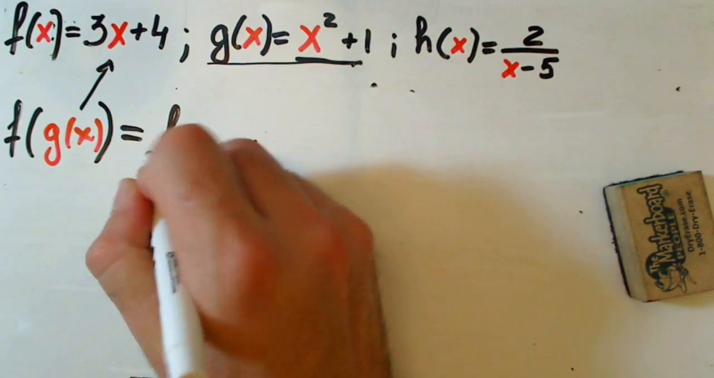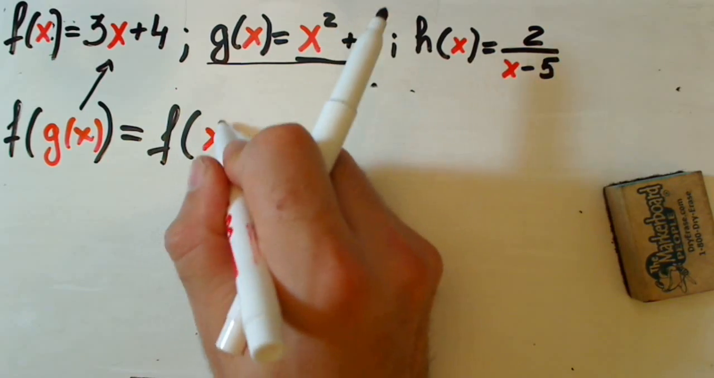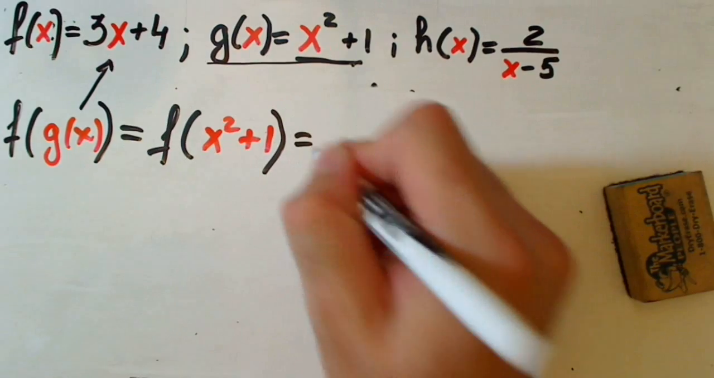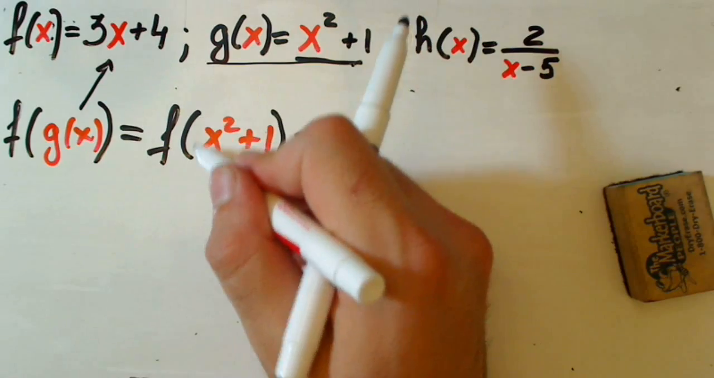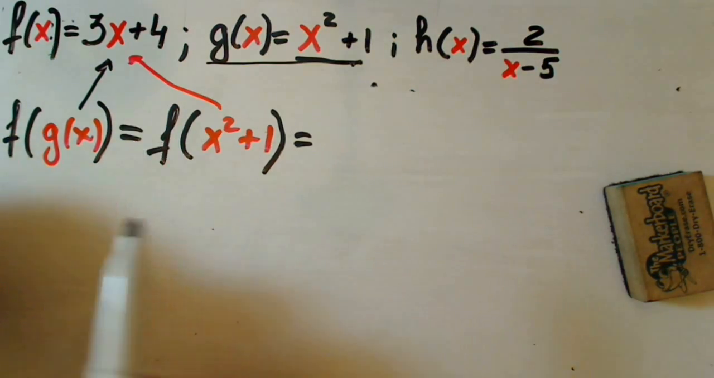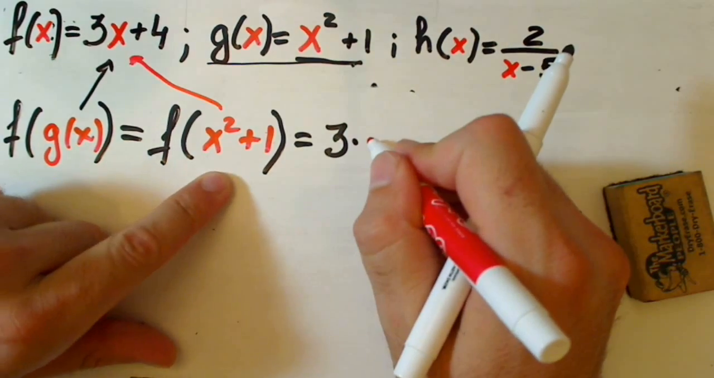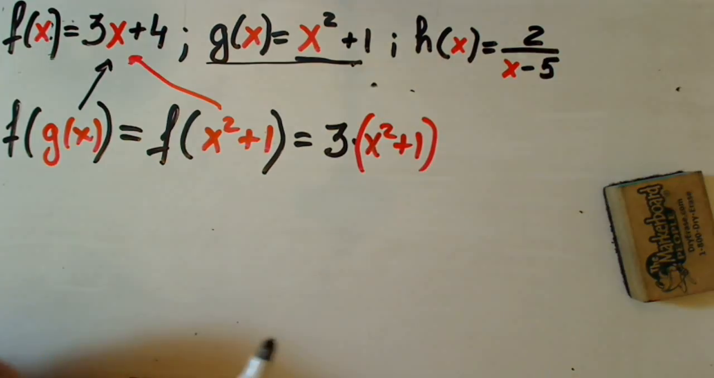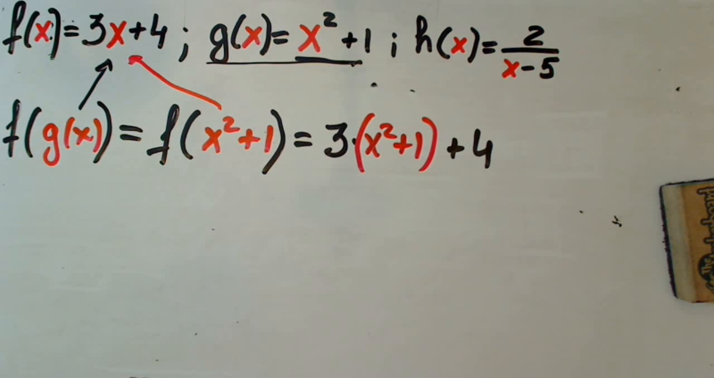Like I did before. We have f of, and what is g of x? It is actually x squared plus 1. x squared plus 1. This is our input. Now, what do we have to do? We have to substitute all of this into our f function, and what do we get? We get 3 times, remember, red color is just our function x squared plus 1. Don't forget parentheses. Plus 4. This is our composition of functions.